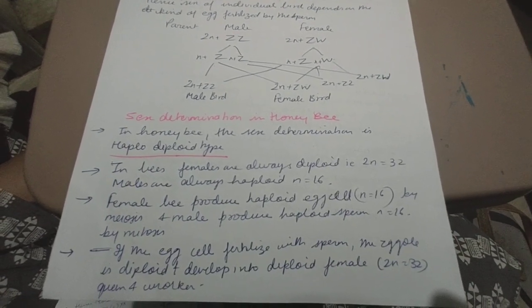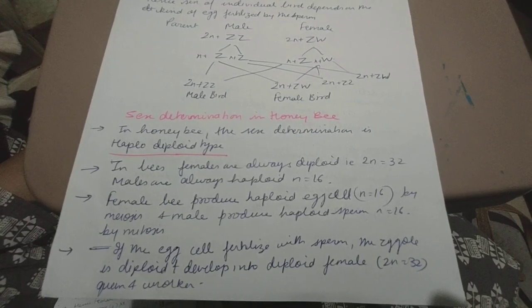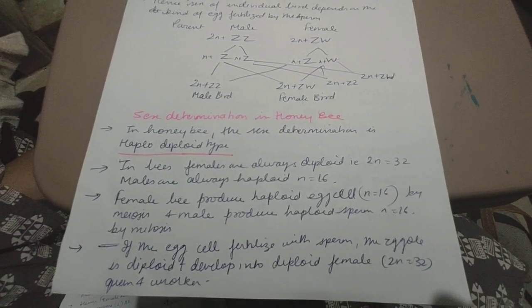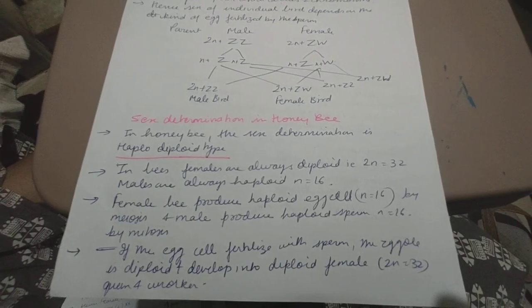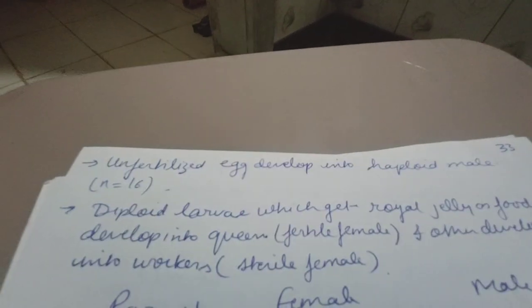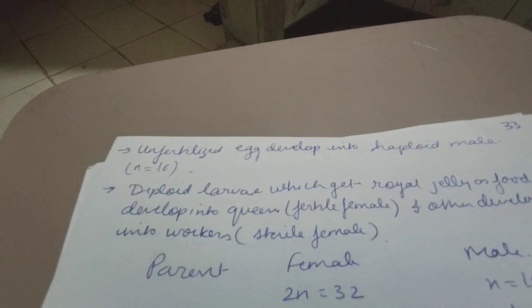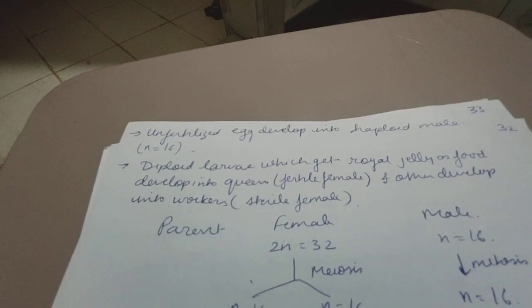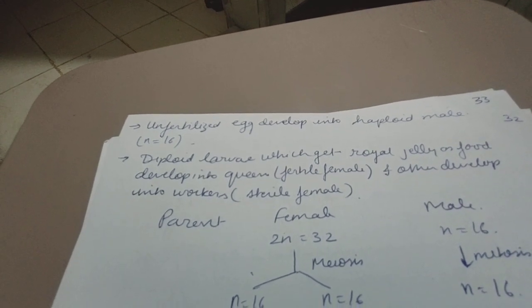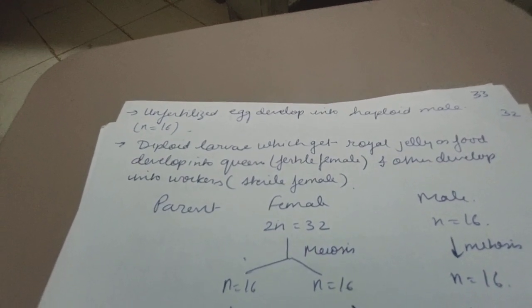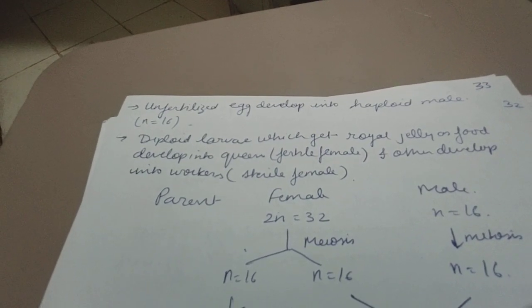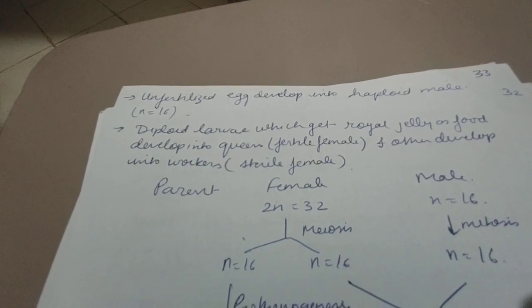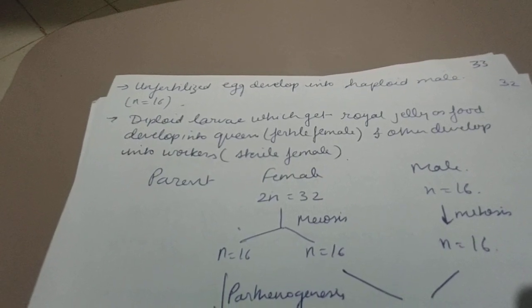If the egg cell is fertilized with sperm, the zygote is diploid and develops into a diploid female, 2n equals 32, and that is the queen and worker. An unfertilized egg develops into a haploid male, n equals 16. Diploid larvae which get royal jelly as food develop into queen, and others develop into workers. You will see here the female is 2n equals 32 and the male is n equals 16. The male is always haploid and the female is diploid.